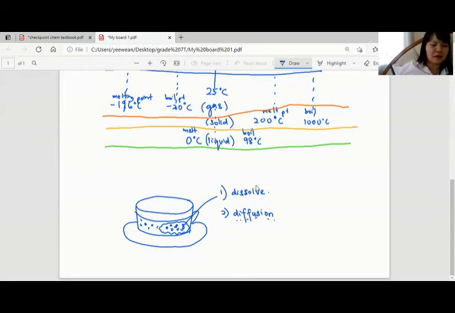Okay, how to make diffusion faster? So what's going to affect diffusion? Factors that affect rate of diffusion.